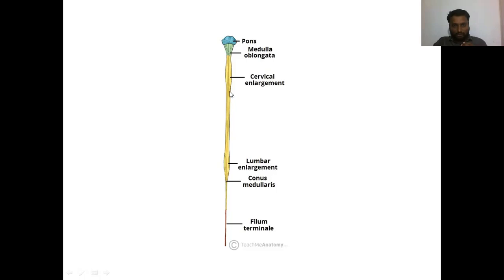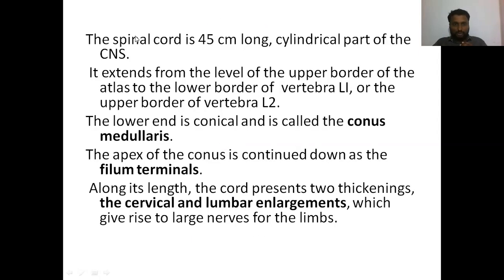It's around 45 centimeter long cylindrical part of the central nervous system. The upper end lies at the level of the upper border of C1. The lower end lies at the level of the lower border of L1 or the upper border of L2. Then the lower end is conical in shape. This conical shaped part of the spinal cord is known as the conus medullaris. Below the conus medullaris, it continues as the filum terminale, and it shows two bulgings, cervical enlargement and lumbar enlargement.